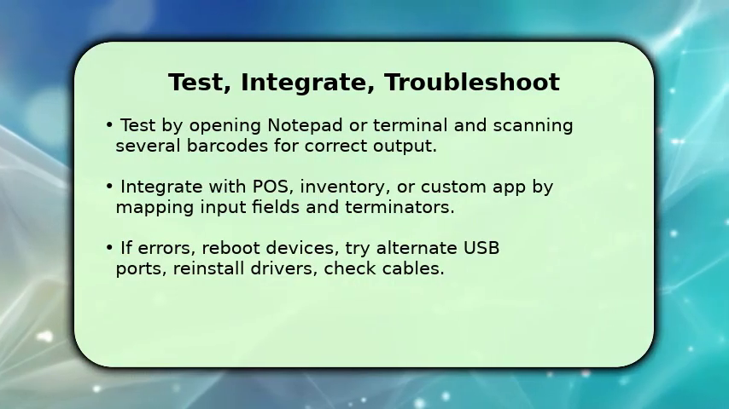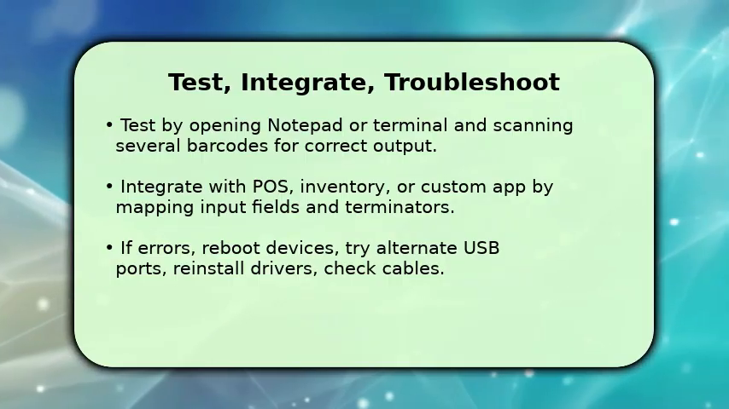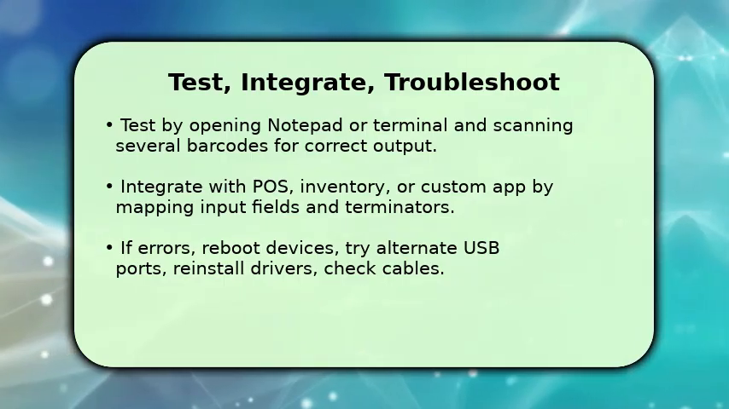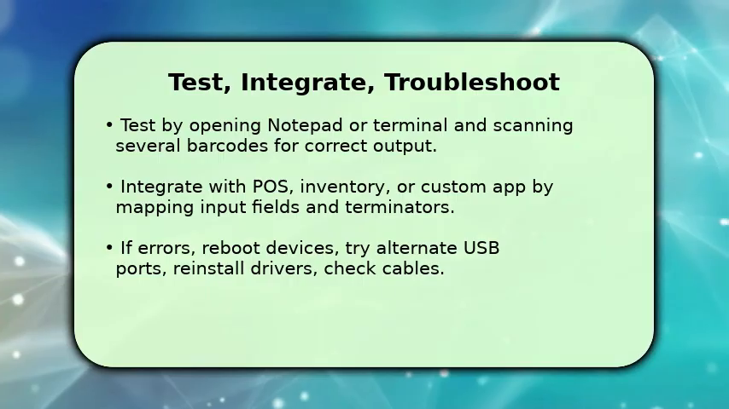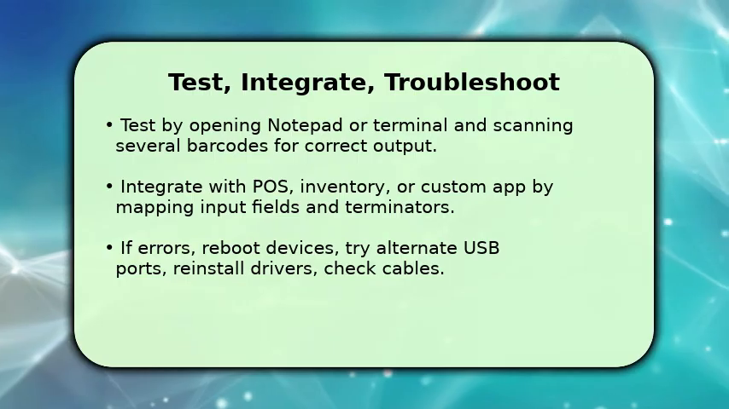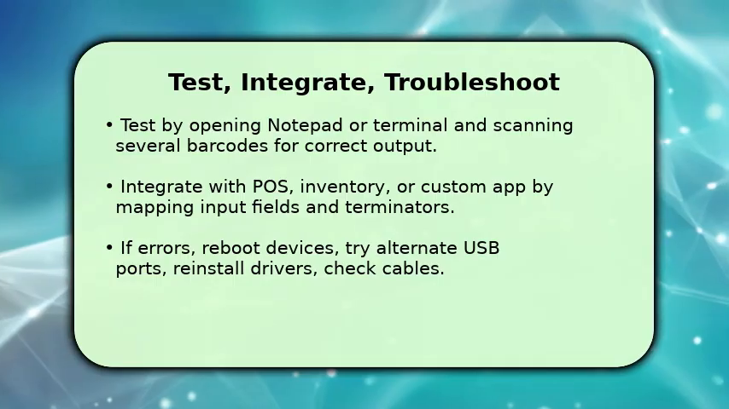Finally, test the setup. Open a plain text editor like Notepad or a terminal and scan several barcodes to confirm correct characters and termination keys. Once confirmed, integrate with your POS or inventory software by ensuring the app receives keyboard input or reads from the correct COM port and that field mapping and enter/terminator characters match.